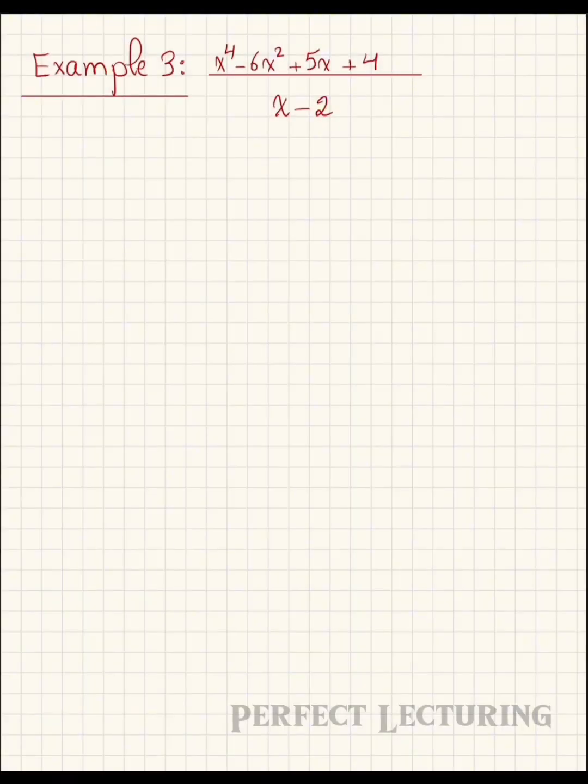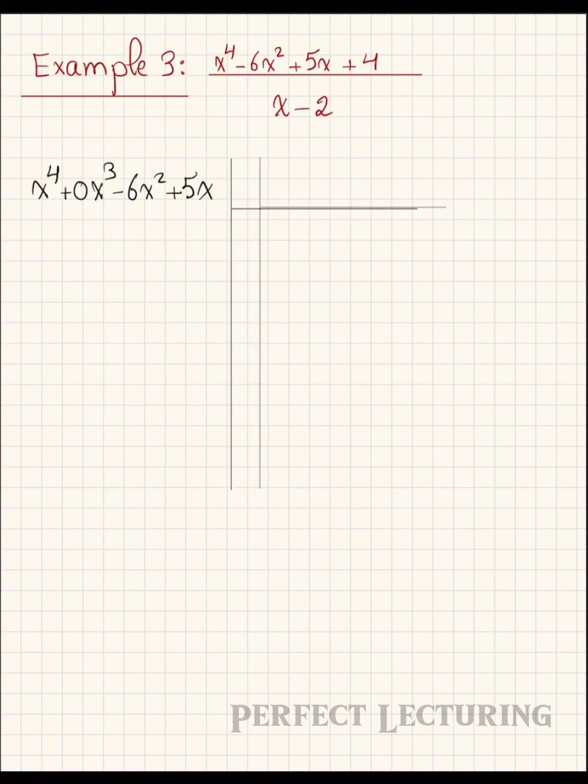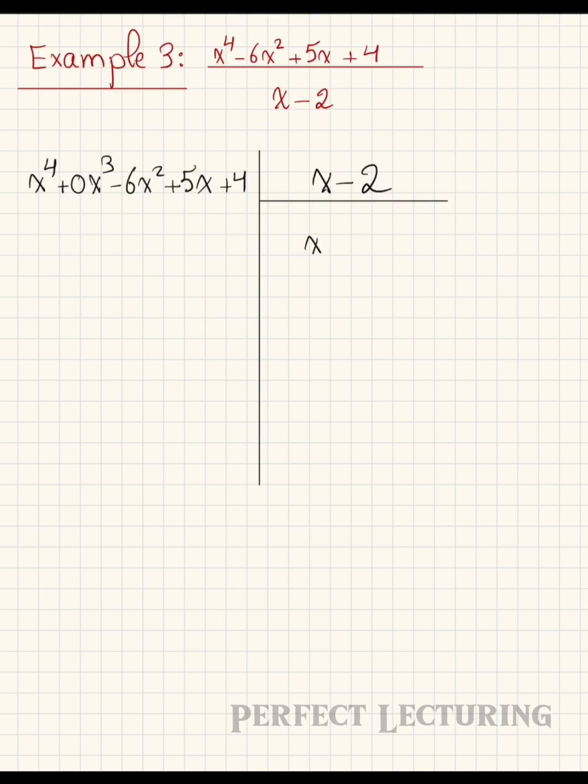In example number 3, again, that's more practice. I will choose to do it this way. So I have x to the power of 4. There is no x cubed, so I make sure to add 0x cubed minus 6x to the power of 2 plus 5x plus 4. And here I put x minus 2. So x to the power of 4 divided by x, that is x to the power of 3. I multiply. So x to the power of 3 times x, that is x to the power of 4.